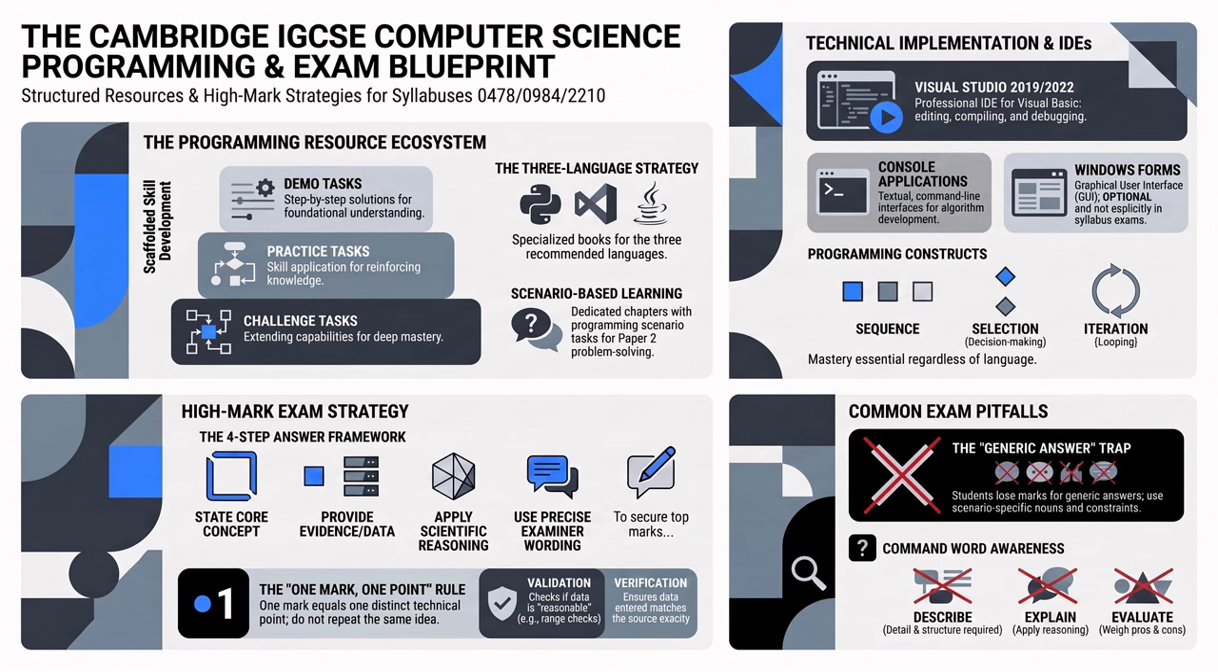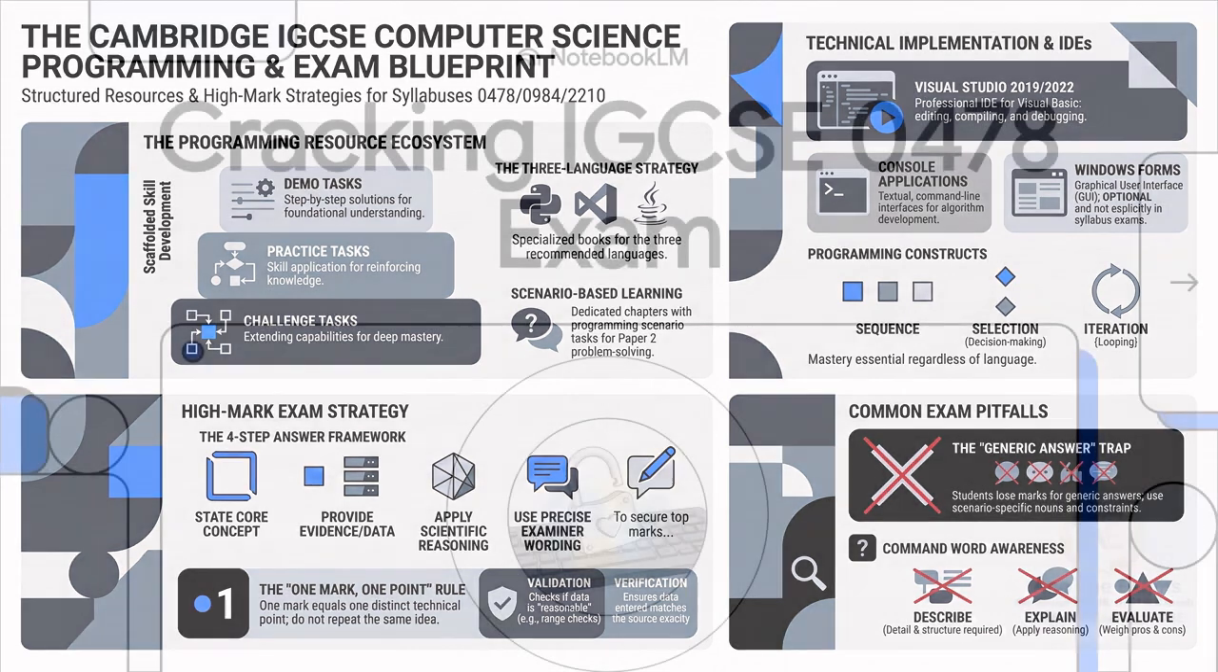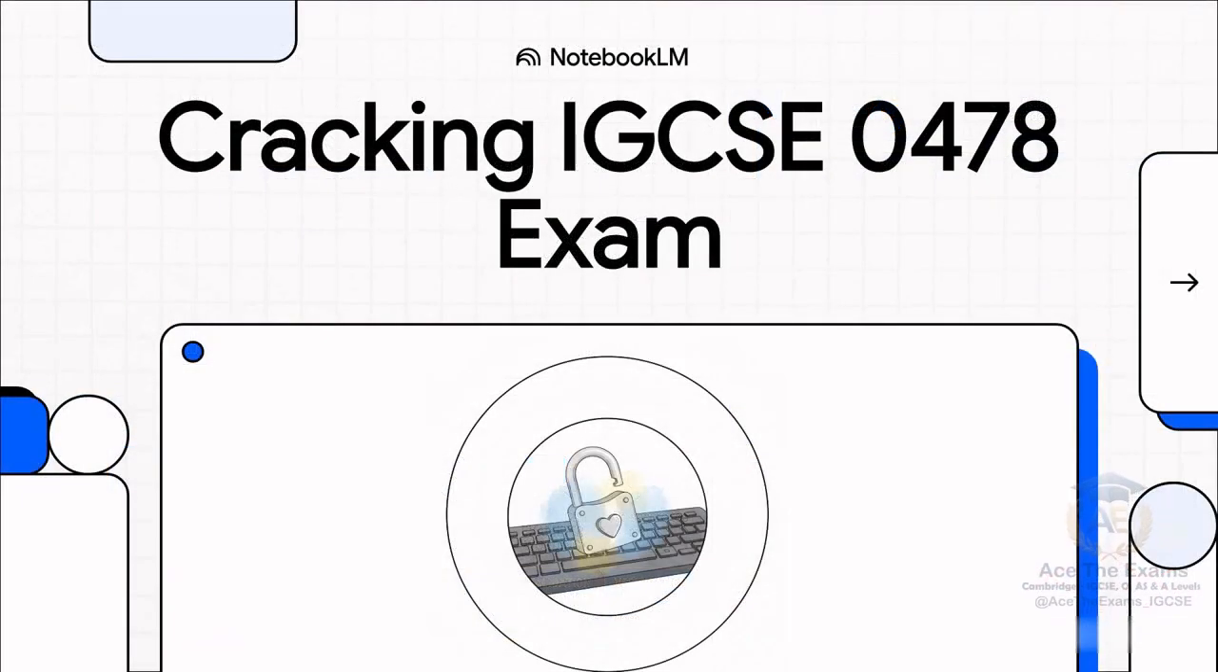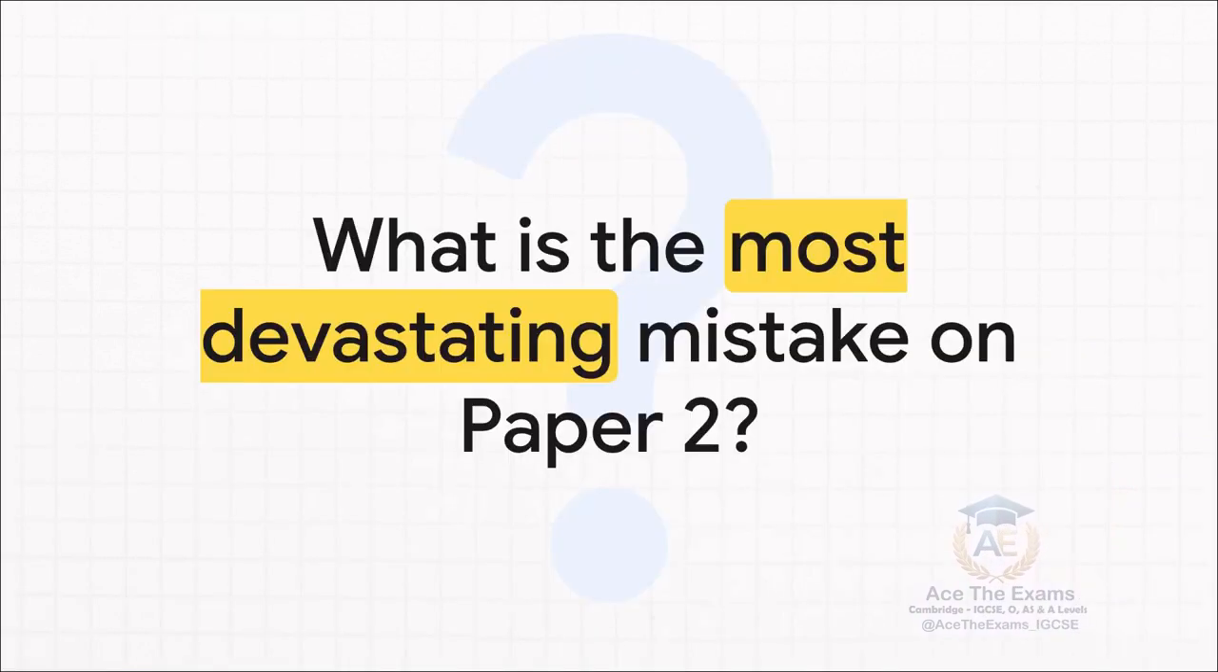Picture this. You're walking into your Cambridge IGCSE Computer Science 0478 exam. Your programming logic is absolutely flawless, yet you're about to lose up to 20% of your marks. Crazy, right? Well, it's happening because you're falling into a massive trap that almost every top student steps right into. So what exactly is the most devastating mistake top students make on Paper 2?